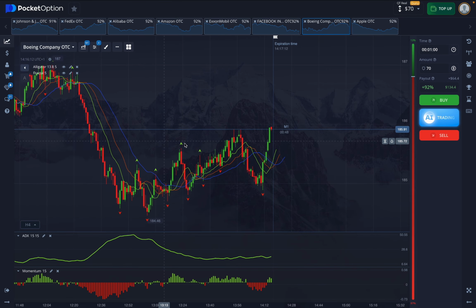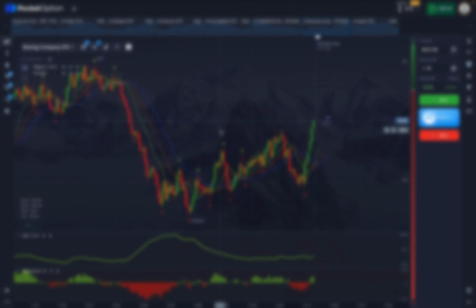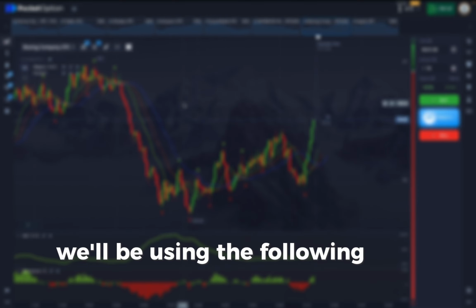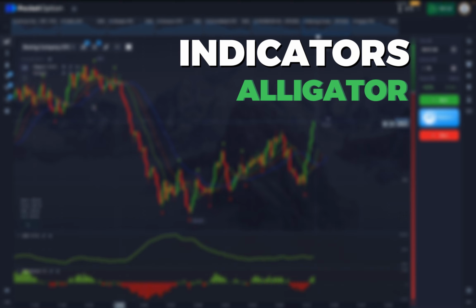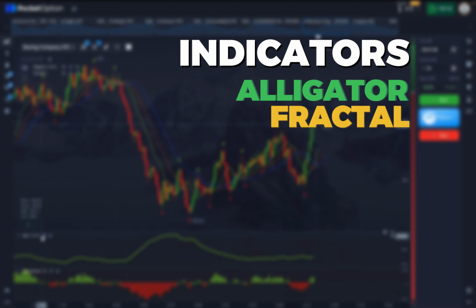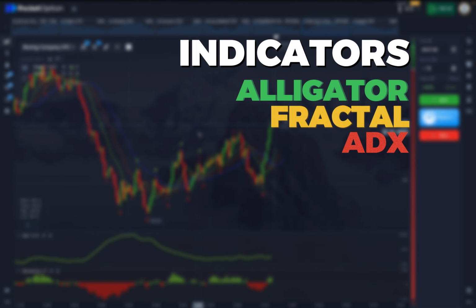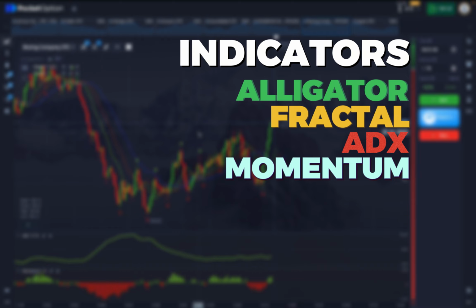Today I'm trading stocks, and all the assets with the most optimal price movements and payout percentages are visible to you right now. I've already done a detailed market analysis over the last period, and I've concluded that today we'll be using the following set of indicators. It includes the alligator with default settings, the fractal with a period of 5, the ADX oscillator with a 15-period setting, and the momentum oscillator with a period of 15.